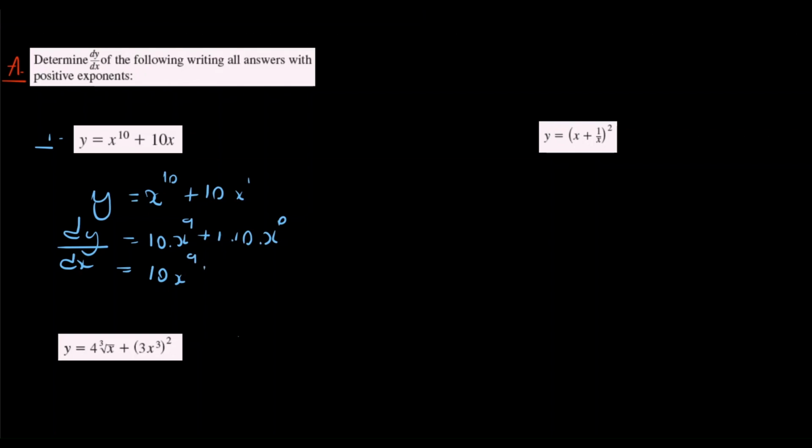Therefore our answer will be 10x to the power of 9. 1 times 10 will be 10, and x to the power of 0 will be 1, and 10 times 1 will be 10. That will be our answer for the first question. And we also have positive exponents, no negative exponents, which is great. So we can move on to the next question. In the next question, we're given x plus 1 over x squared. So in the first example, it was really a simple equation.